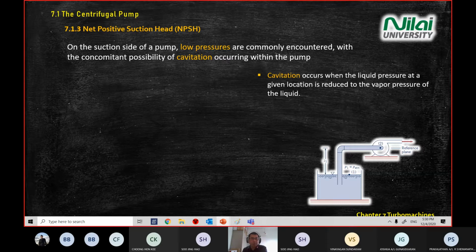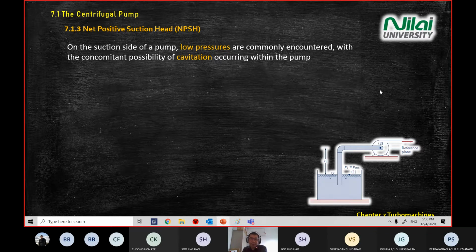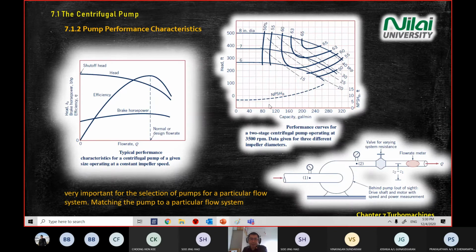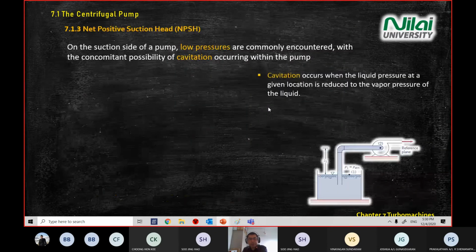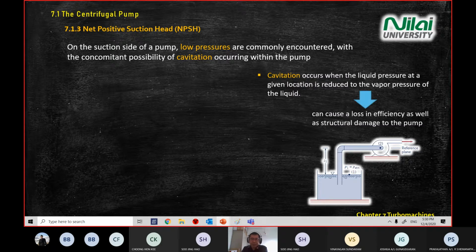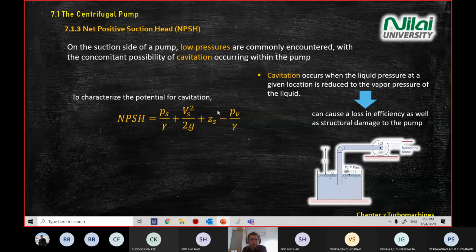So you need to look at the pump. You need to look at a pump efficiency graph, and then you try to design according to the values on the graph, so that you try to avoid cavitation. Okay. So it's given by this equation. Right, again, this is the energy equation.